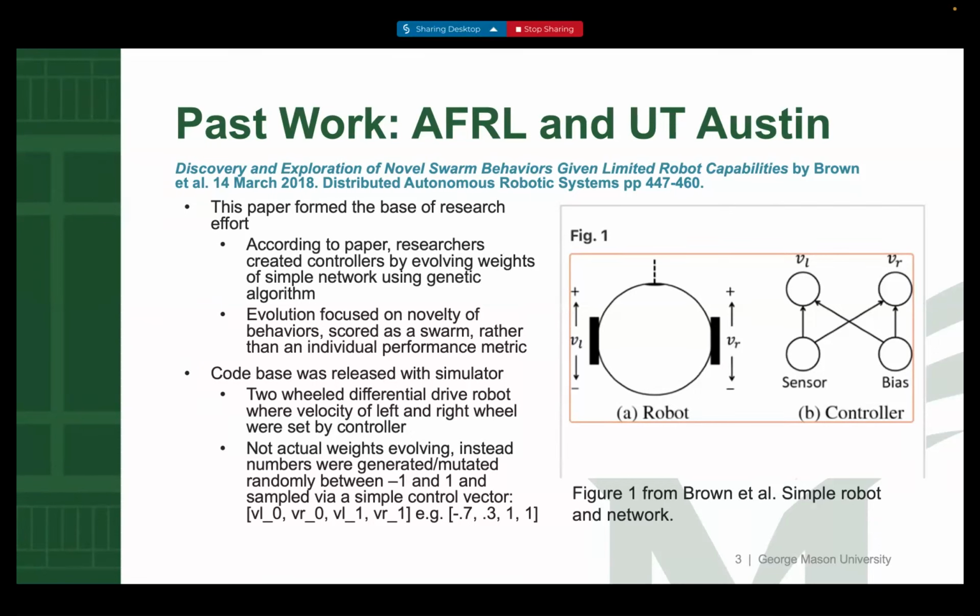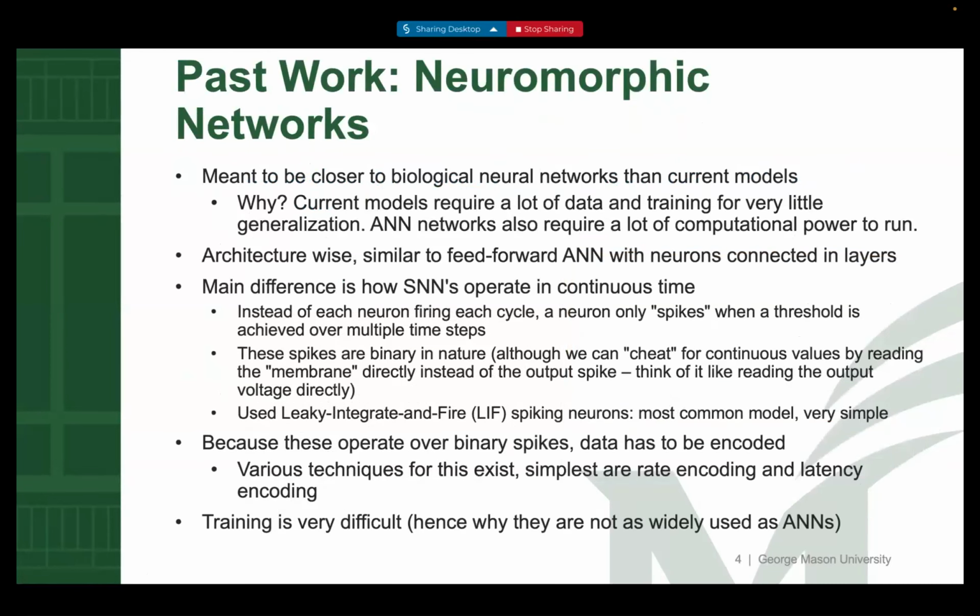The code base was released with a simulator that simulated the Epoch robot, a 2-wheel differential drive robot with a binary camera sensor. Your controller controlled the velocity of the left and the right wheel directly. But the catch is the code base didn't actually have any weights evolving. It just had a vector of values which were accessed via the sensor through indexing. I guess the theory is that there exists a set of weights for this network that would create these output values, and they just don't bother actually evolving or using the network. I kind of thought that was cheating.